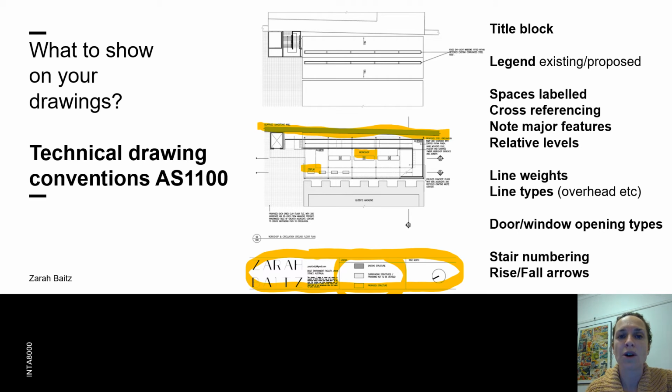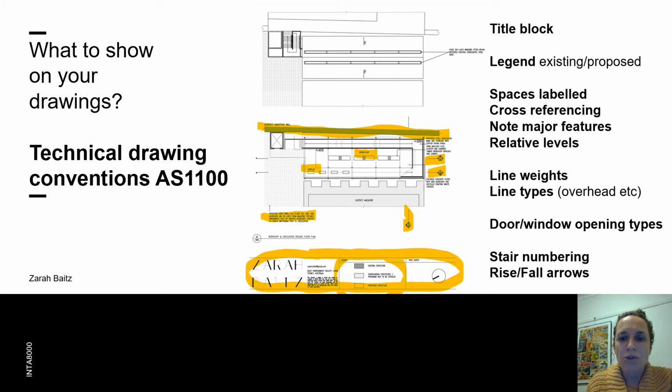We need to make sure that our drawings are cross-referenced to one another. You can see here that Zara has section markers that will relate to her sections that come later in the documentation set. We can use annotations to note and describe major features. What you might start to describe are key joinery elements as well as materiality.